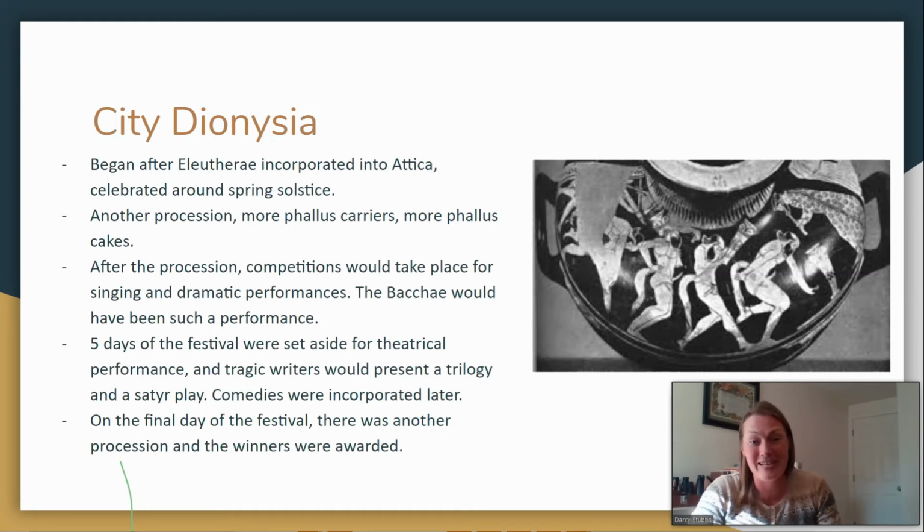So then on the final day of the festival, there would have been another procession, more phallus cakes, just letting you know. And then the winners would have been awarded. So let's go ahead and move forward and talk a little bit about the origins of the word tragedy.